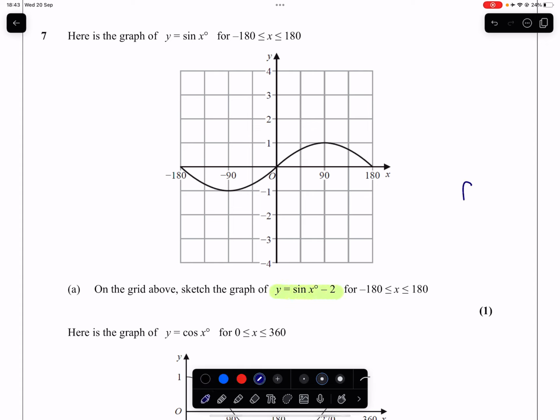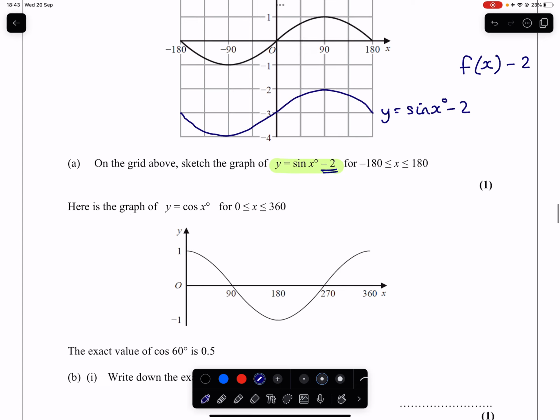This is the same graph that we have above, except we are taking away 2 at the end, which means the entire graph is going to translate downwards by 2. So all I need to do is redraw this graph 2 below where it was, and that's part A. So that there will be y equals sine x take away 2.